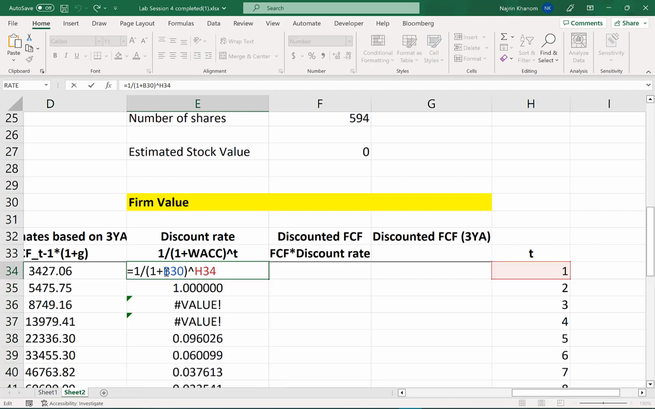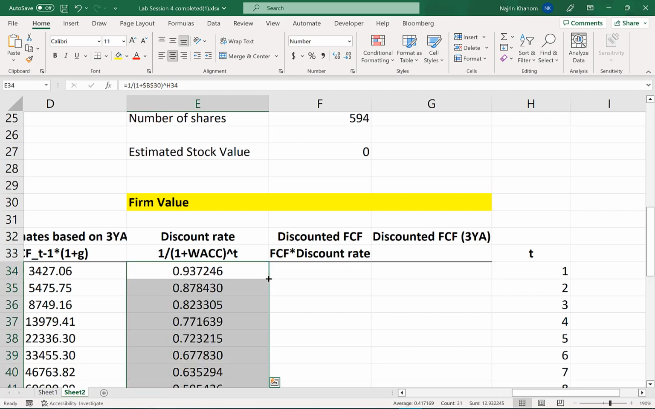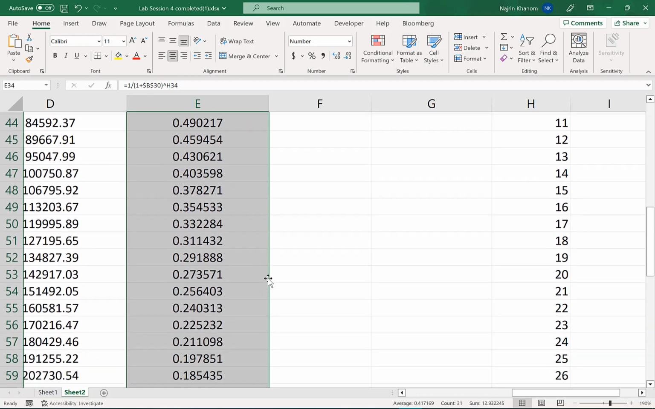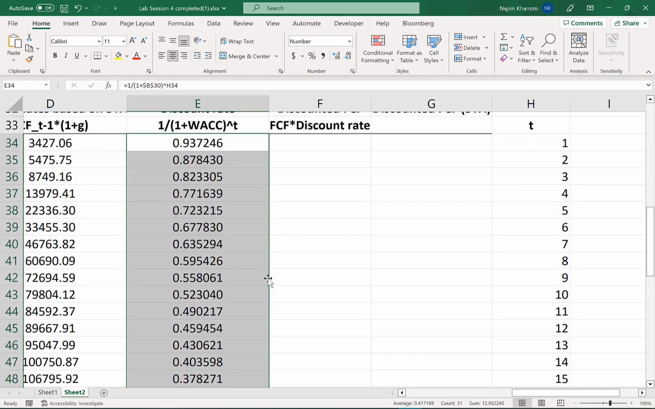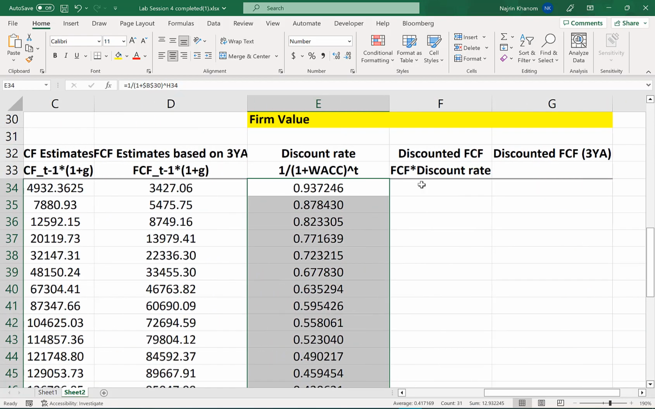Okay, I should put dollar signs before the 30 because that's the weighted average cost of capital. We want that to be the same. Okay, so now we have the discount factor. So the cash flows are going to be discounted at this rate.